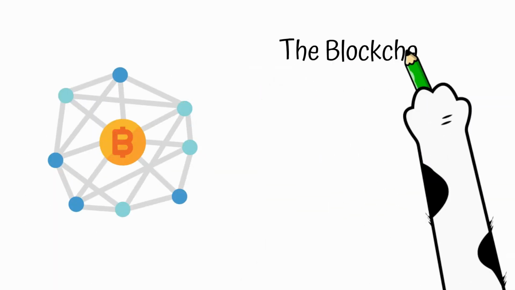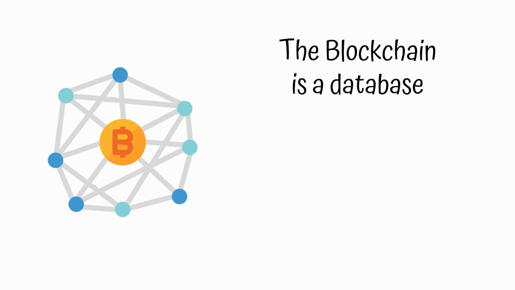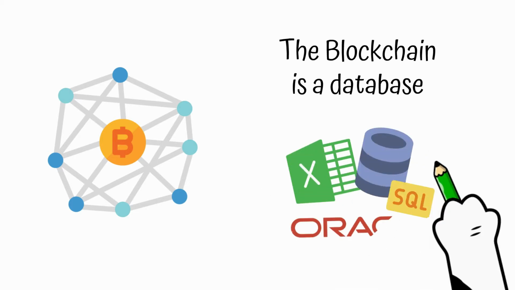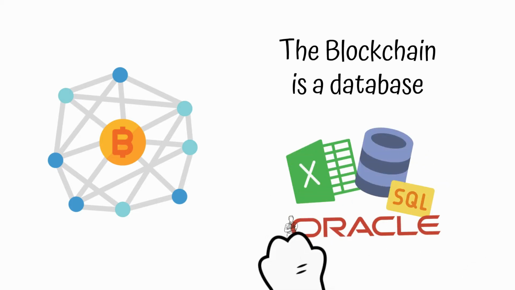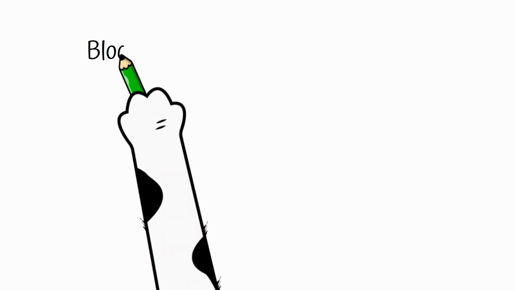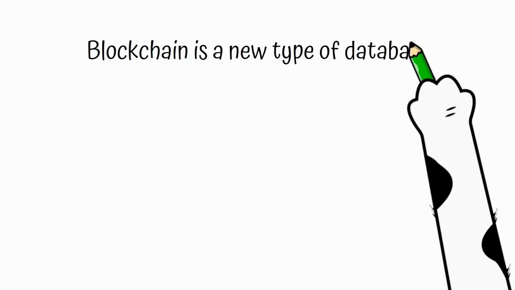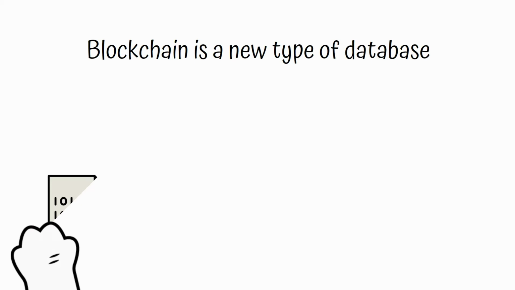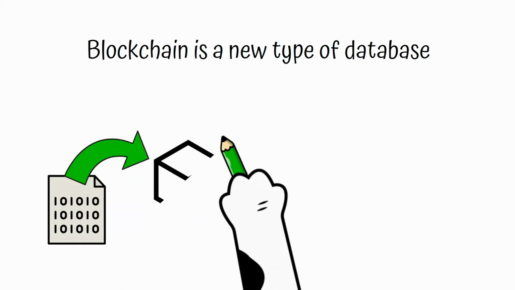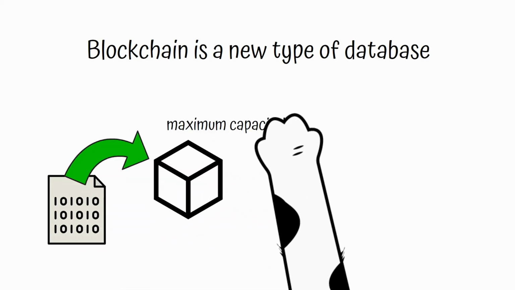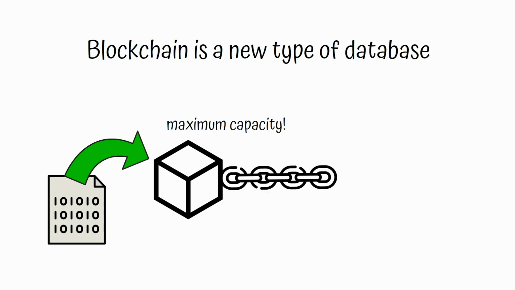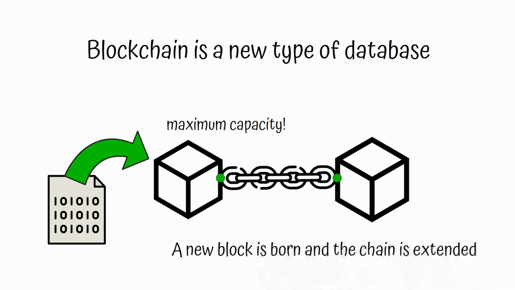The blockchain, in simple terms, is a database. There are many types of databases, such as Excel, SQL, and Oracle, which is used by large companies in the world to save their information. The blockchain is a new type of database. In this technology, the data is stored in groups of information, known as blocks. Each block has a limit on the capacity of data it can store, and when that block is filled, it is chained to the previous block, thus extending the chain itself.